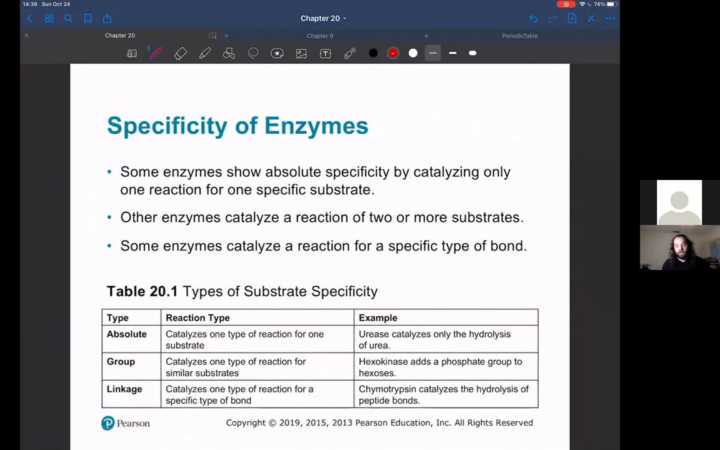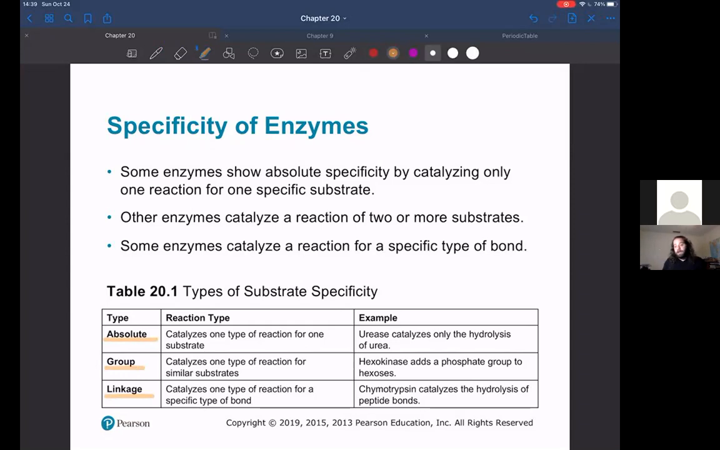So this is a good example of the type of information that we're going to see in this chapter, and that is categorizing an enzyme by its specificity as being either absolute, group, or linkage. So what do I mean by that? Specificity is how specific that enzyme is to a substrate.